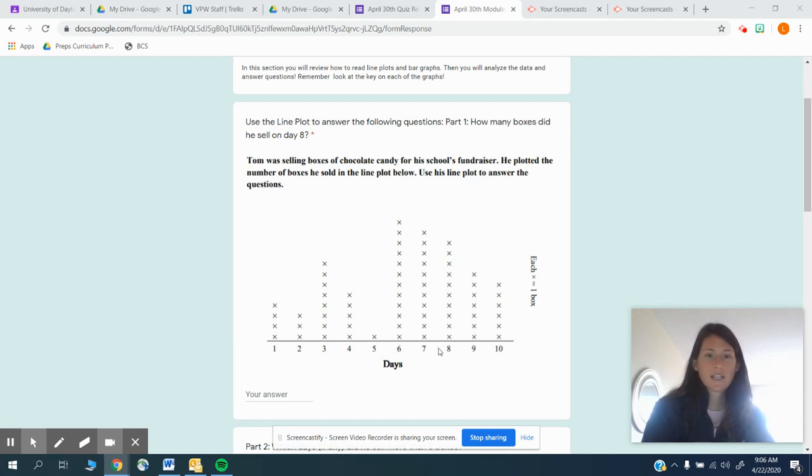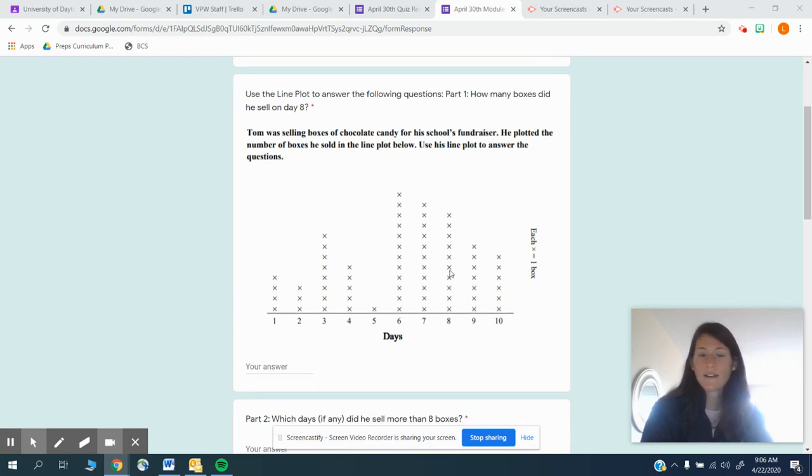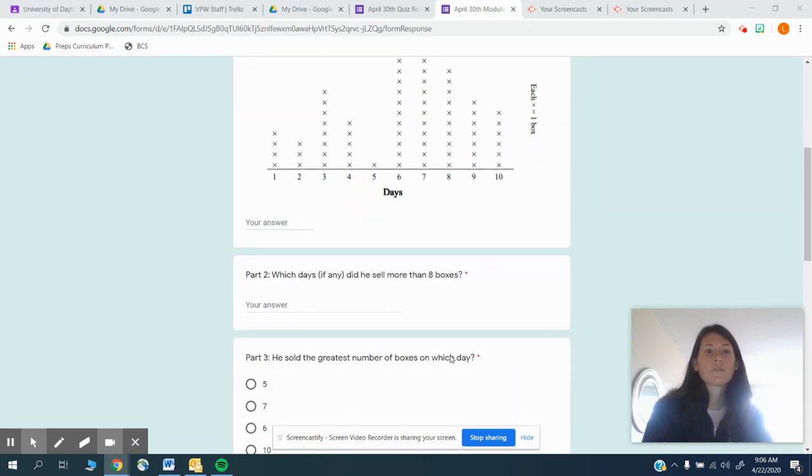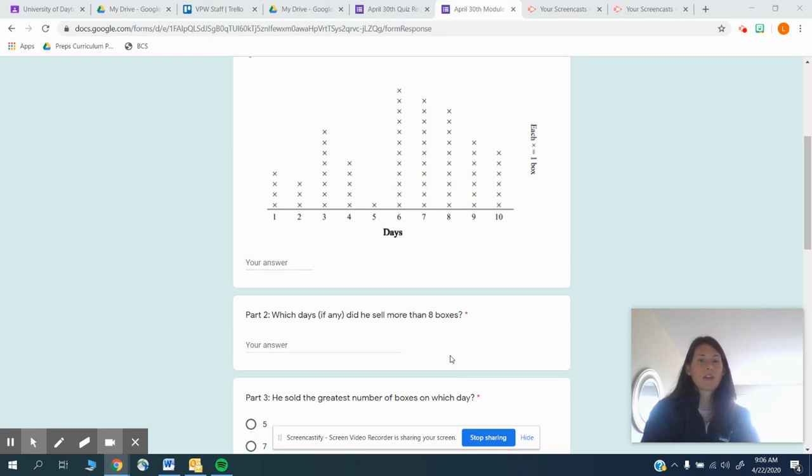So I'm going to go to day 8. Day 8 is right here, and I'm just going to count 1, 2, 3, 4, 5, 6, 7, 8, 9, 10. Your answer should have been 10 on this first one right here. Part 2 says, which days, if any, did he sell more than 8 boxes?